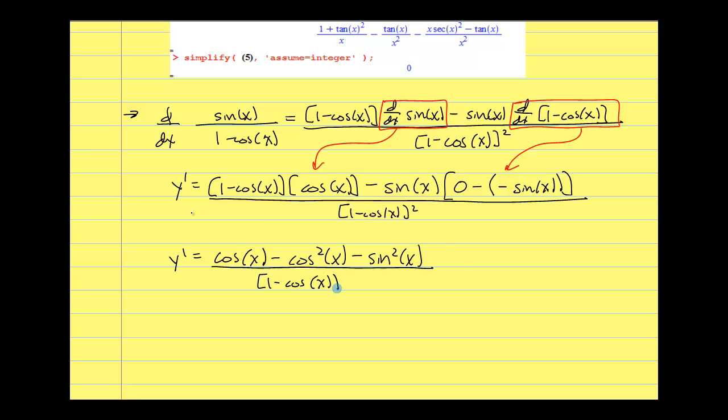These are fun. Okay, if we continue to rewrite, I can see some trig identities coming up here. For instance, if I factor out a negative sign here, I'm left with, I'll stay in order just to make sure I don't trip anybody up, cosine squared of x plus sine squared of x. That's a Pythagorean identity. Sine squared plus cosine squared is 1.